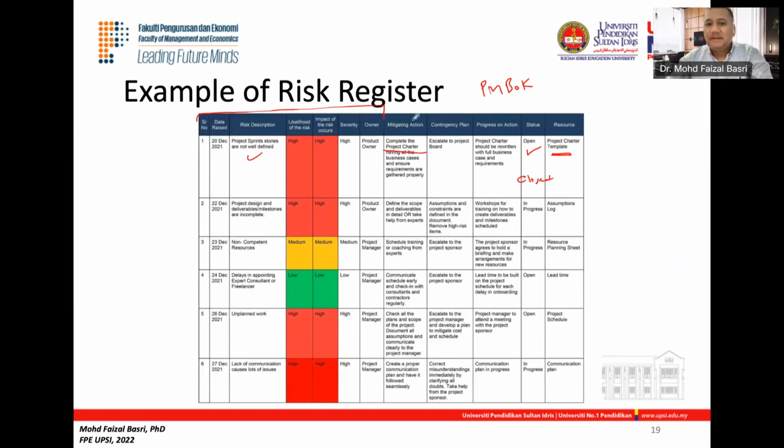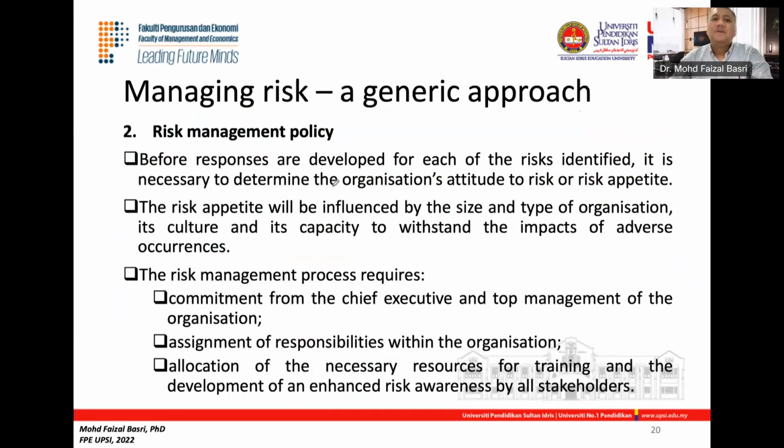Before we come up with actions and whatnot, we actually need a proper policy with regard to the organization's attitude towards risk, which is also known as risk appetite. I already mentioned risk appetite multiple times. Risk appetite is basically the company's or the organization's attitude towards a certain risk. Some can be risk averse.